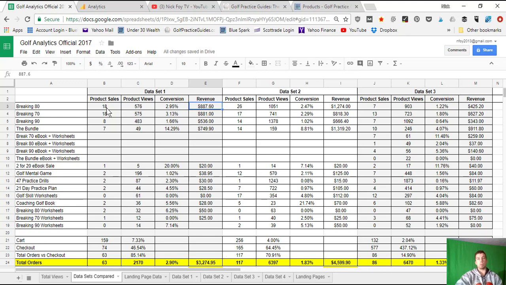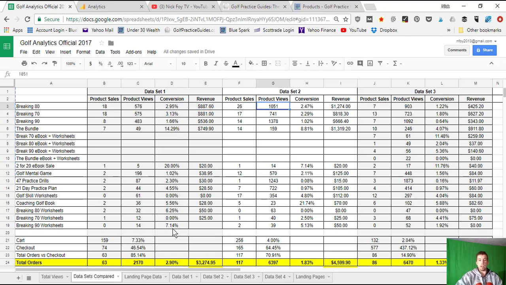For a while, my program was priced at about $49. Sometimes I've raised prices. Sometimes I've done sales and dropped prices. So here's the revenue it did. I broke it down product by product. We've got 16 different products here where I calculated how many sales they had for this data set and how many product views it had to calculate the conversion rate.